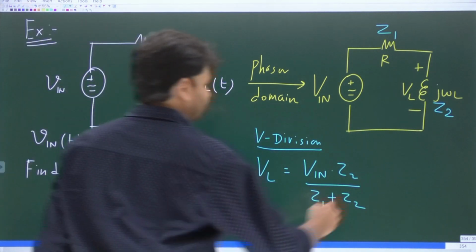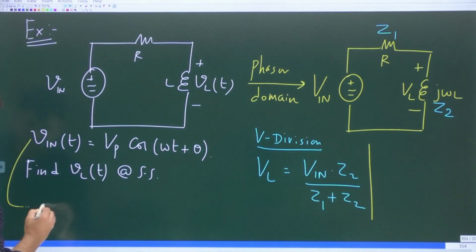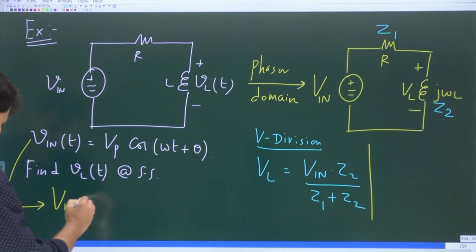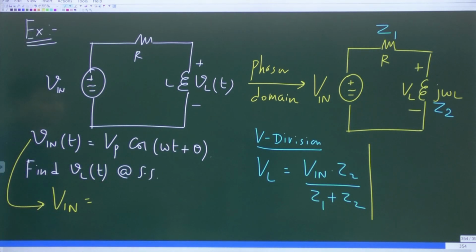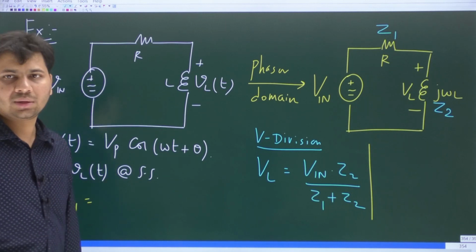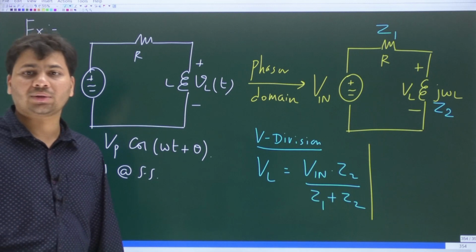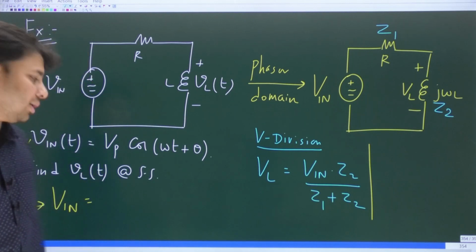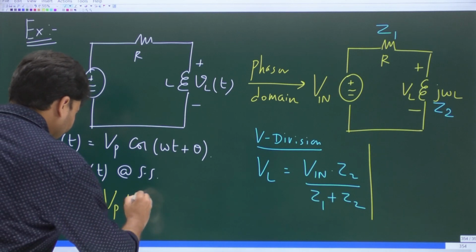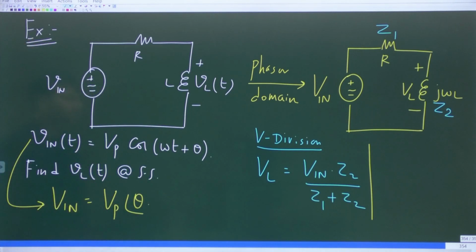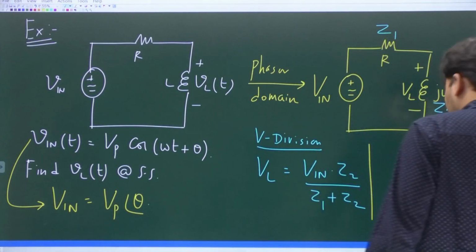What is this voltage in the phasor domain? Is it not simply Vp angle theta? Yes or no? Vp cos(omega t plus theta) in the phasor domain is going to be equal to Vp angle theta. So capital Vn is Vp angle theta. Okay. Anyway, we'll just go to the next slide.